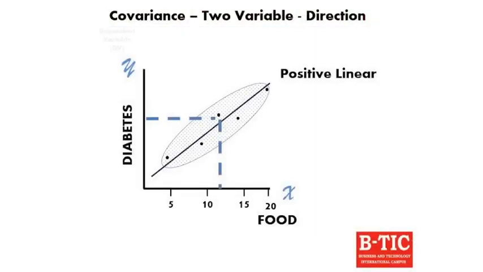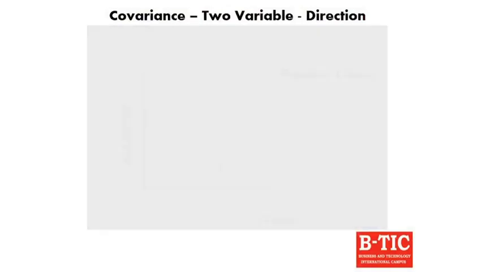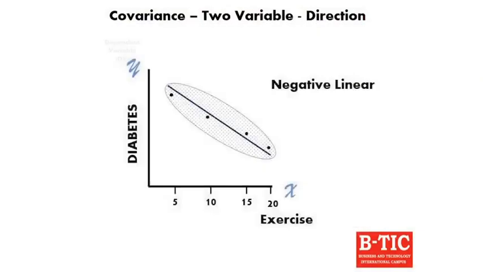If the variance happens in the same direction, we say there is a positive relationship between those two variables. If they move in the opposite direction to each other, we say there is a negative relationship between those two factors.